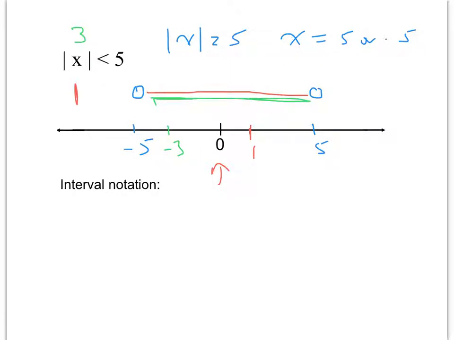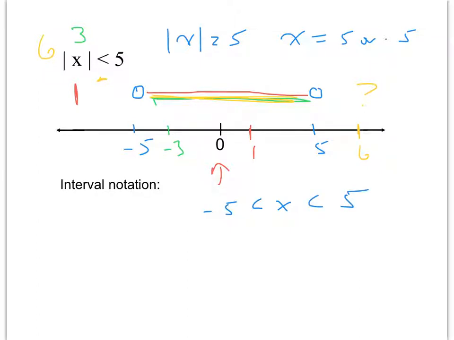If I had thrown in a point outside of my 2 points, outside of my critical values, like for example 6, the absolute value of 6 is 6. 6 is not less than 5, so therefore 6 didn't work, so that's not part of my solution. So my graph looks like this. We can write our answer as negative 5 is less than x is less than 5.